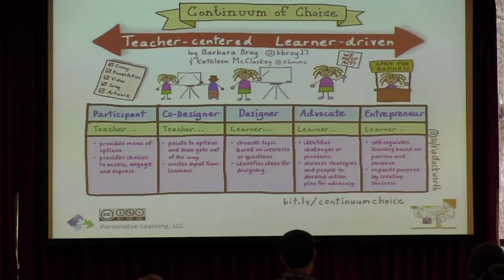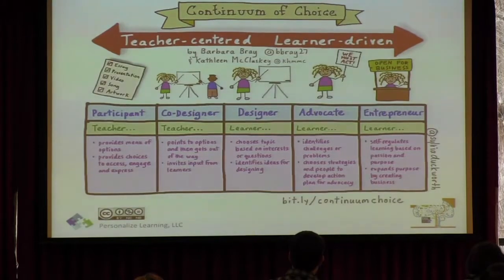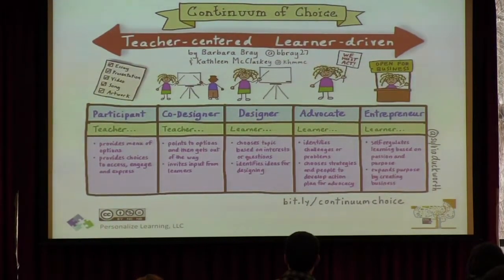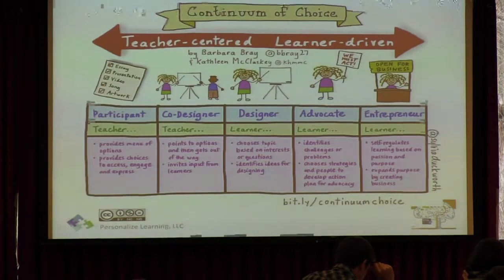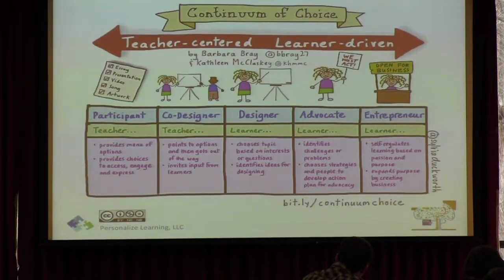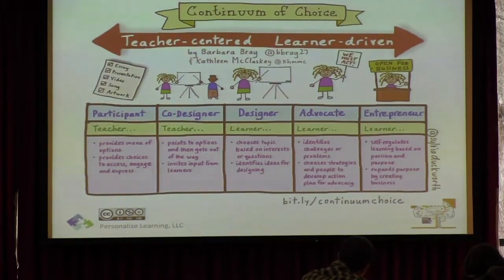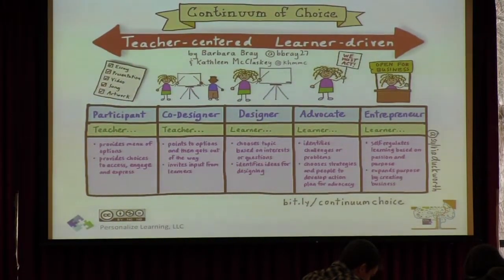So this is where kids go from participant, where they're provided a menu of options by the teacher, okay? And this actually happens, and probably this is a good thing, but they're given really choices around access, engage, and express. This teacher really is prepared to support the learners in the classroom at this particular stage, because she knows who they are and how they learn. And then as it moves towards this more learner-centered, where they're co-designers and designers, this teacher is still providing options, but she's actually getting input from learners in the process, whether it's designing lessons or the choices that they're going to have in their projects or whatever. But this is when the kids start contributing to that.